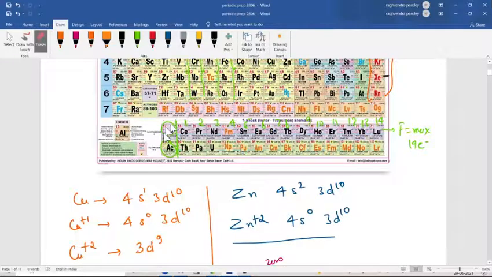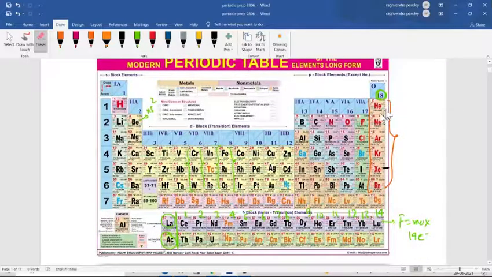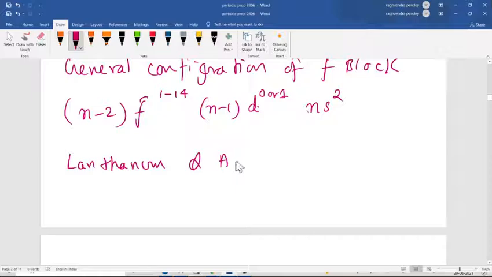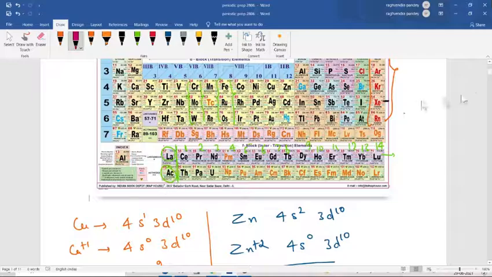So this is lanthanum. Lanthanum and actinium do not belong to the f block. Okay, this one is actinium, just after the lanthanum.